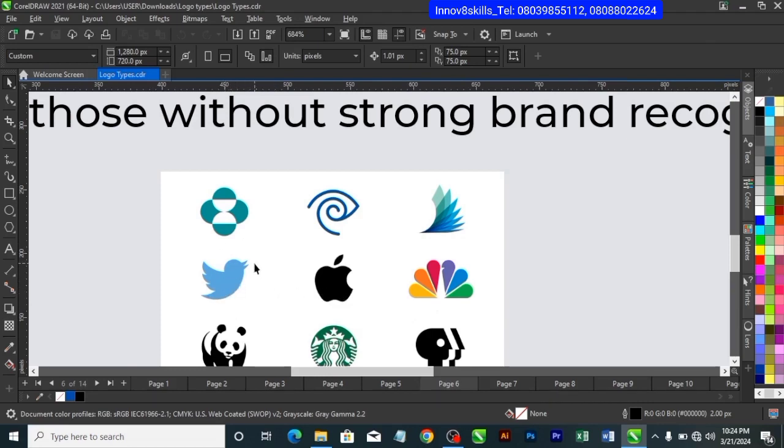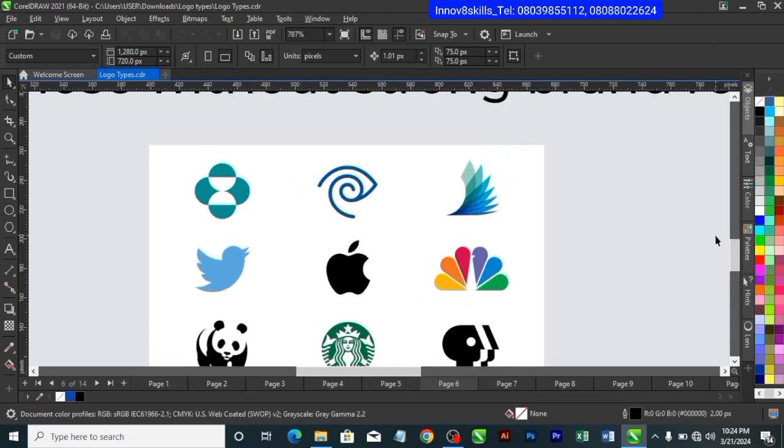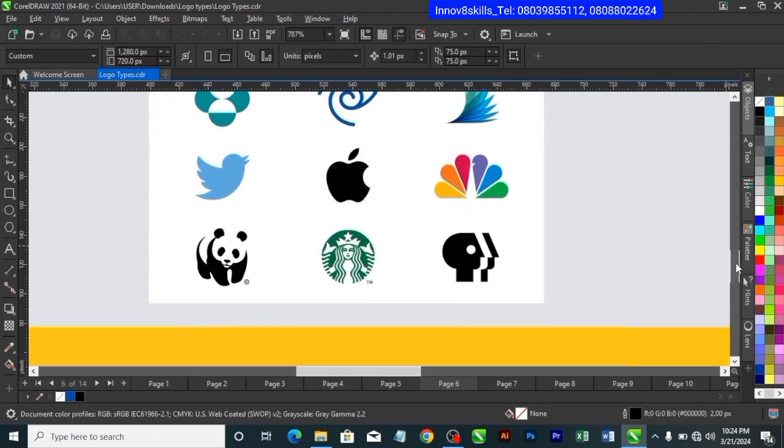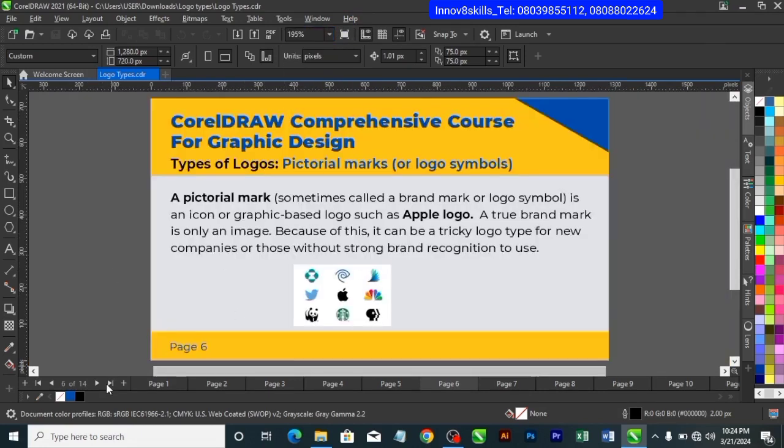Once one sees a bird, this is Twitter, and this panda, is it the World Wide Fund? You can see the panda here. So that is it for the pictorial mark. It is very suitable for businesses that are well known.